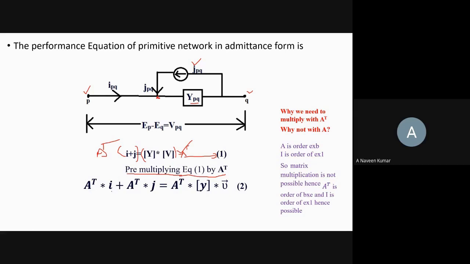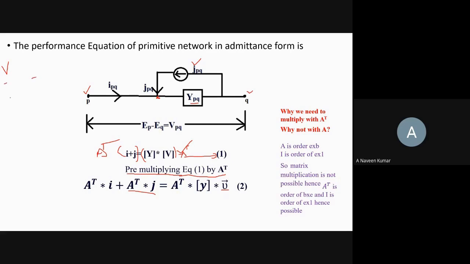So A transpose into I plus A transpose into J is equal to this side, also A transpose into V. This V we are representing with a small v. Why? Because this is a primitive network, no? This is the voltage for one element only. We will represent capital V for the complete power system network.